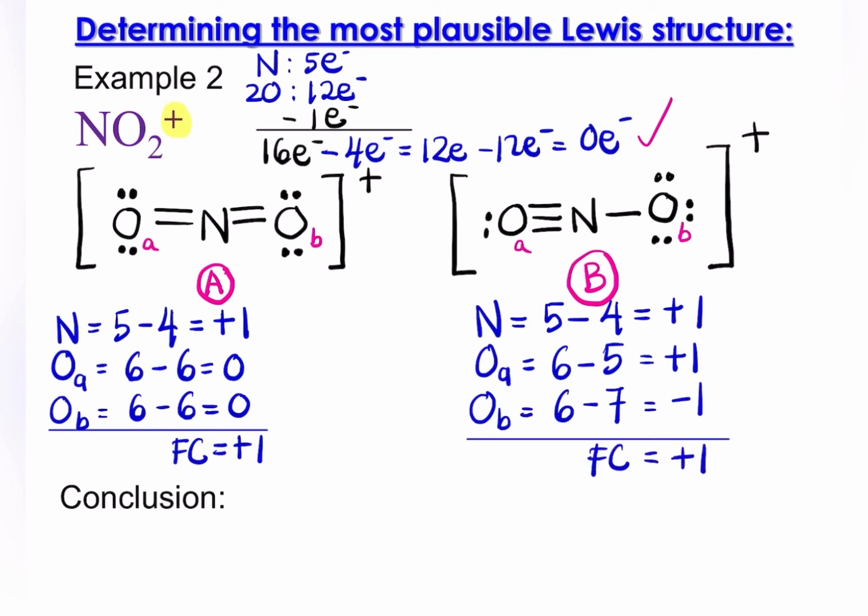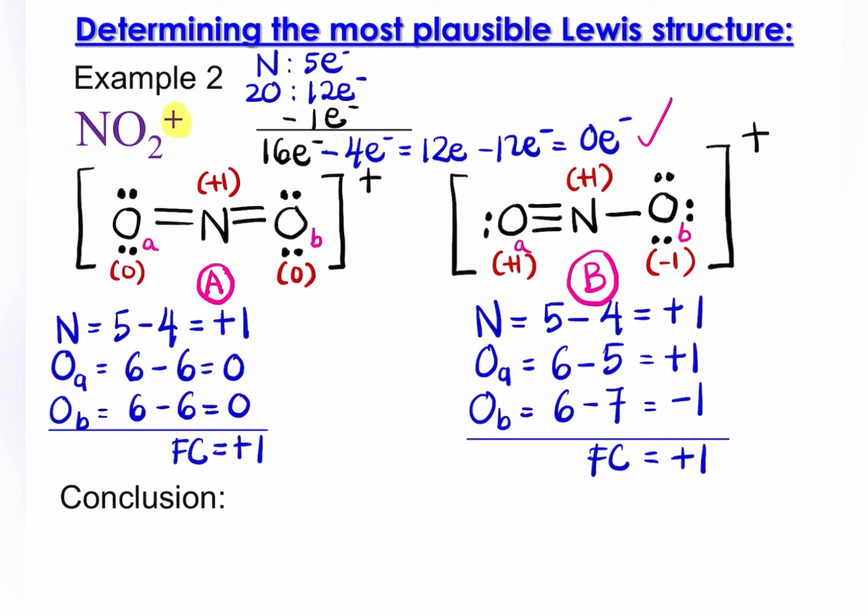So antara dua ini, awak lihat awak sudah mempunyai nilai total formal charge. Last but not least, don't forget to label. Kita akan label based on structure A dahulu. So nitrogen is positive 1 dalam kurungan. Oksigen A adalah 0. Oksigen B adalah 0. And same with structure B. Nitrogen adalah positive 1. OA adalah positive 1 dan OB adalah negative 1. So this is how you label the formal charge on your Lewis structure.